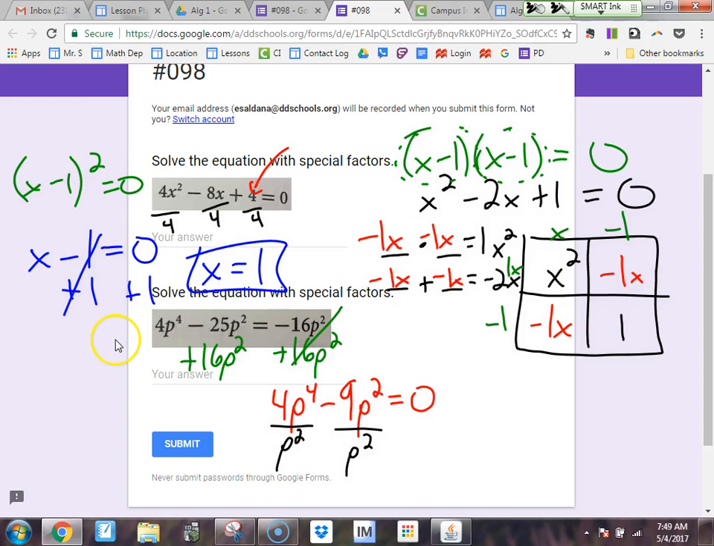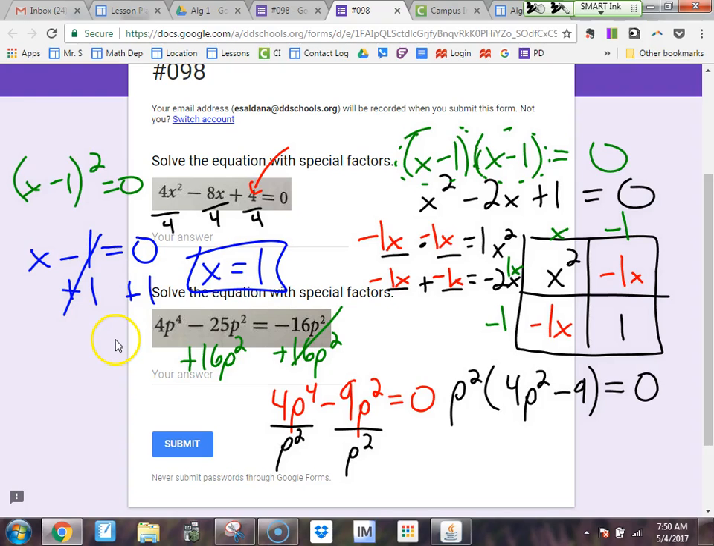The smallest number of P's that I have in this problem is a P squared. And there's a P squared, at least, from each one of these terms. So I divide out a P squared. I'm factoring here. P squared on the outside. 4p to the fourth divided by p squared is 4p squared. And p squared divided by p squared just cancels out. All I'm left with here is a 9, equals 0.